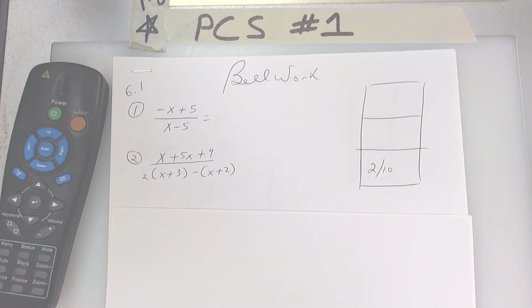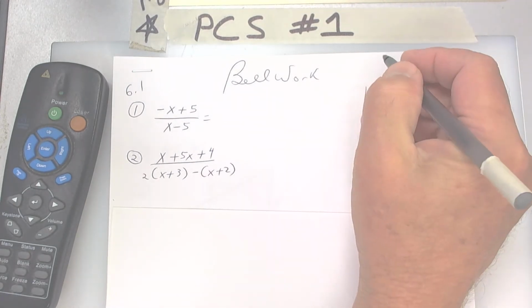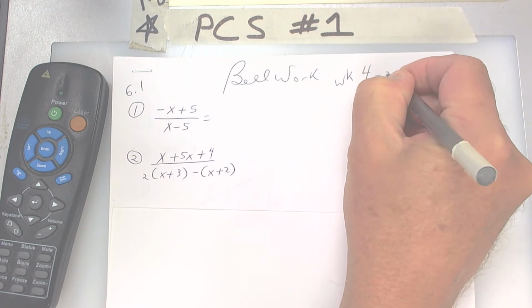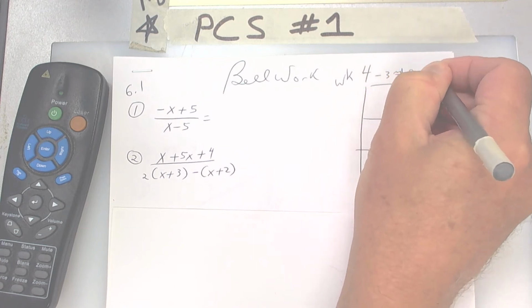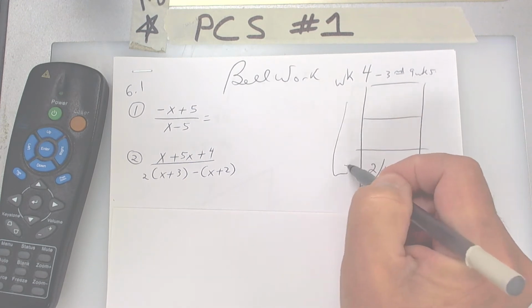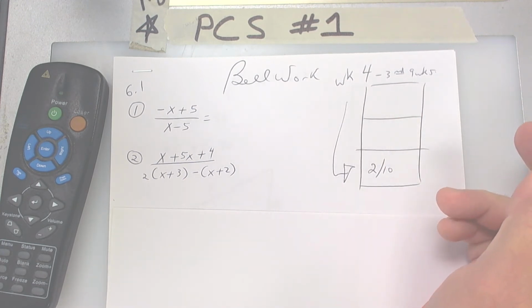Let's take a look here. We're doing some bell work. We're going to move off of 6.1 today and go on to 6.2. We're not going to cover everything in 6.2, but let's take a look here. You know that this is week 4 of the third marking period, or third 9 weeks. Okay, and today's bell work should be at the bottom of the front page.